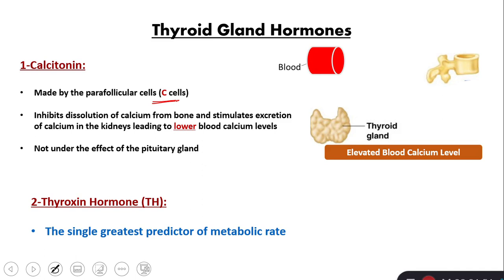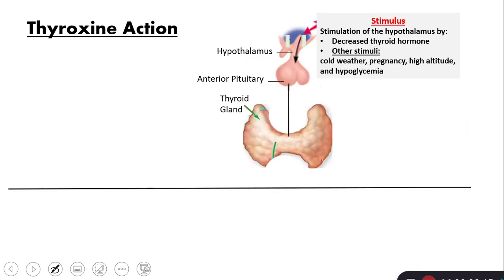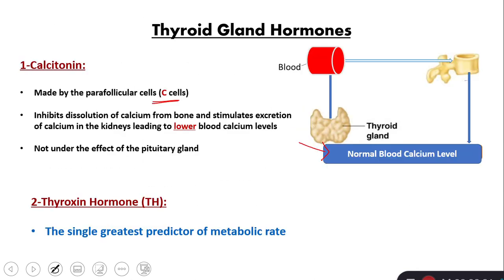And it is released in case of elevated blood calcium level because its function is to decrease the blood calcium level to go back to normal. So in case of elevated blood calcium level, the thyroid gland C cells are going to be stimulated to produce calcitonin hormone. Calcitonin hormone stimulates the release of calcium from the blood to go and be stored in the bones.